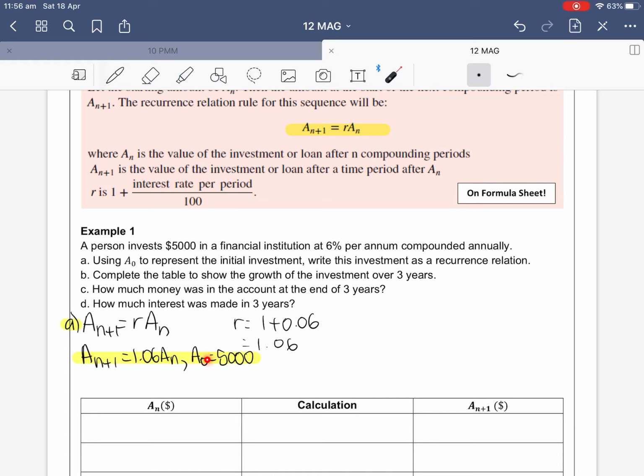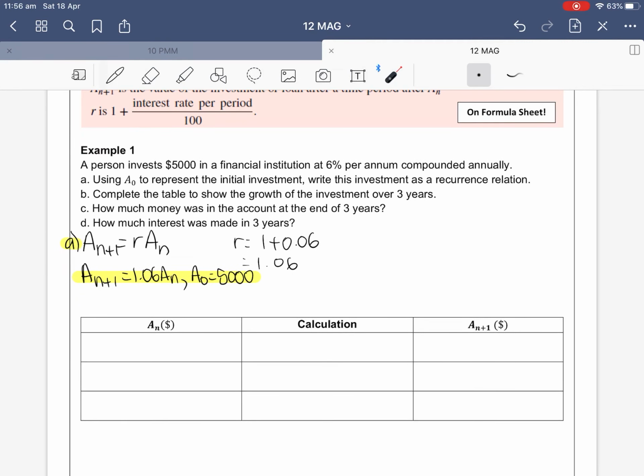This is very similar to what we did last term, where we had T(n+1) over here and we stated T1 after the comma. Let's have a look at question B. Complete the table to show the growth of the investment after 3 years. Now, this table is just a way for us to see what's actually happening when we use this formula. You're not actually going to be expected to use a table at any point, but you may find it easier to work this way. So here's what that looks like.